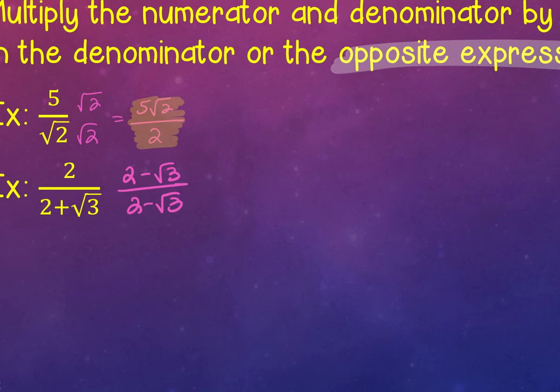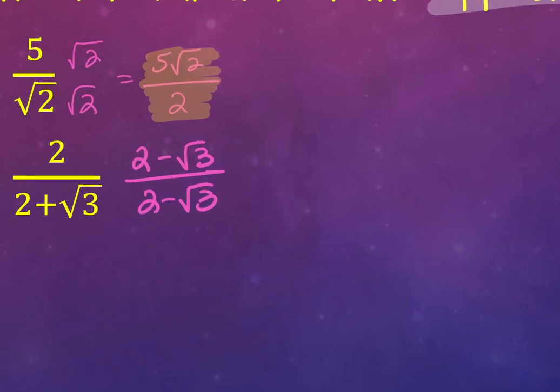Madison, why would it not be negative 2 minus 2? So you only have to change the one that's in between. That's what we want to eliminate, the square root. The 2 is fine. So what you're trying to eliminate is the square root, so you're going to change the sign on the square root. Okay, thank you.